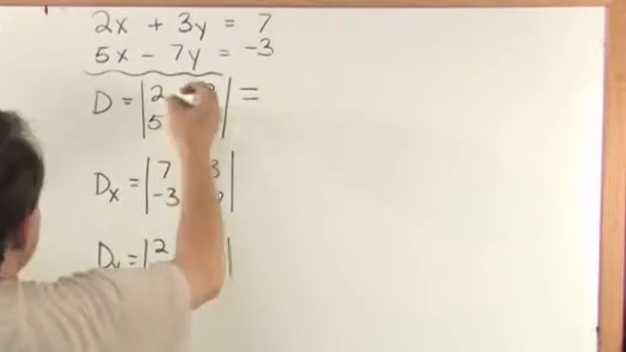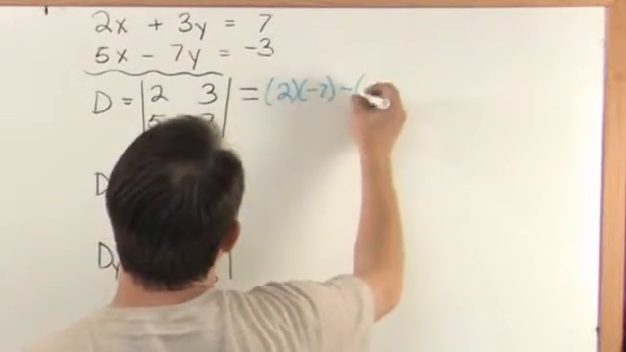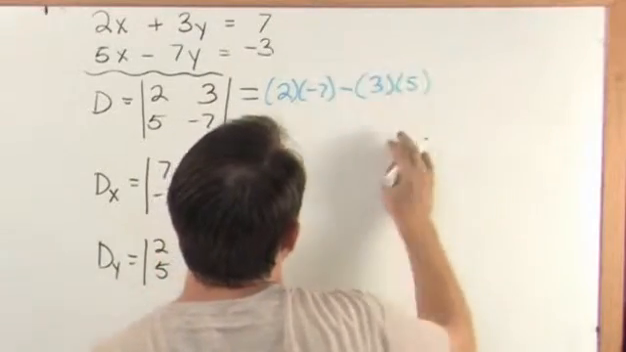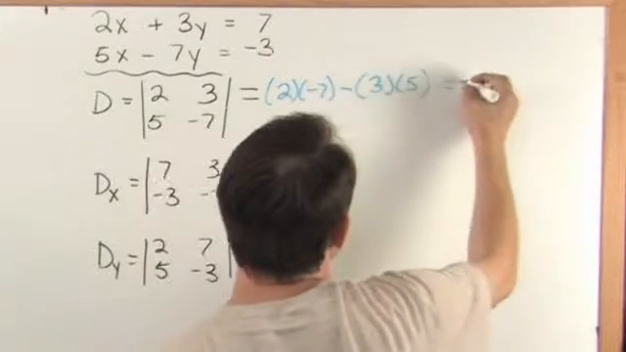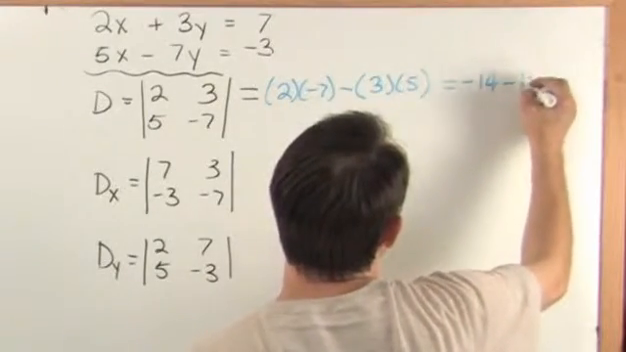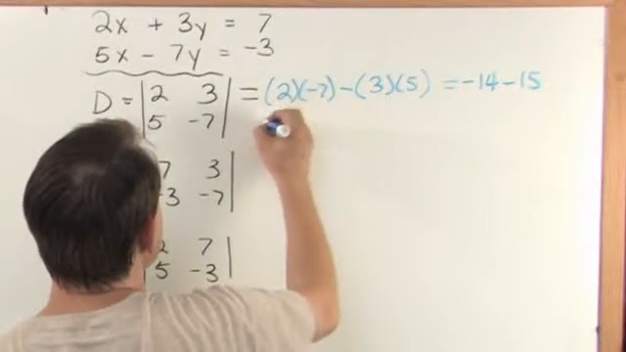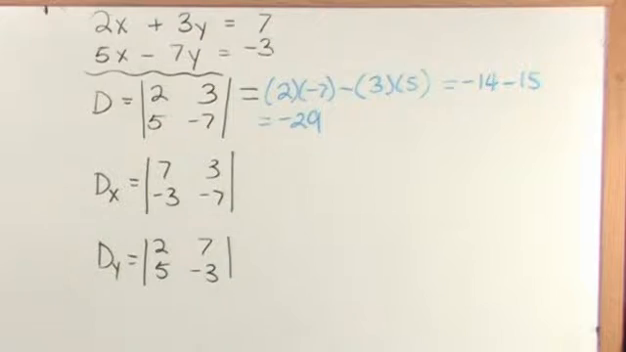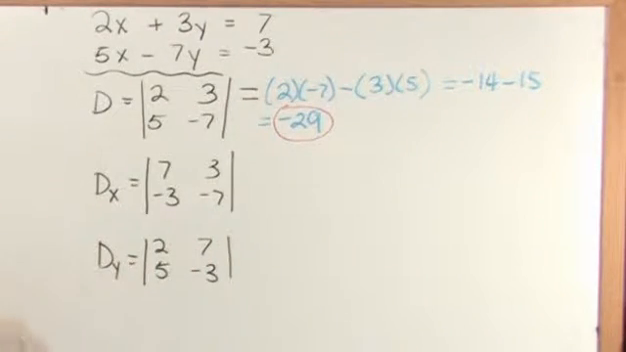And so what you're going to have using your D is 2 times negative 7 minus 3 times 5. Okay? So 2 times negative 7 is negative 14, minus 15. So negative 14 minus 15 is negative 29. Okay, negative 29, and I'm going to go ahead and circle it so you can remember that's one of the important pieces of info we need to hang on to to actually finish the problem.